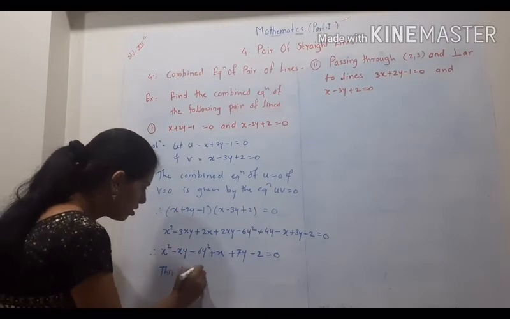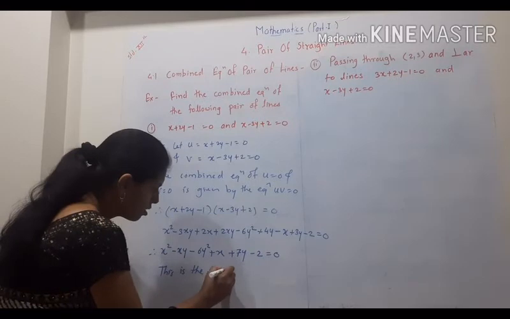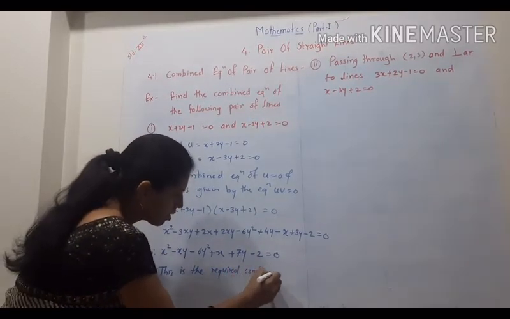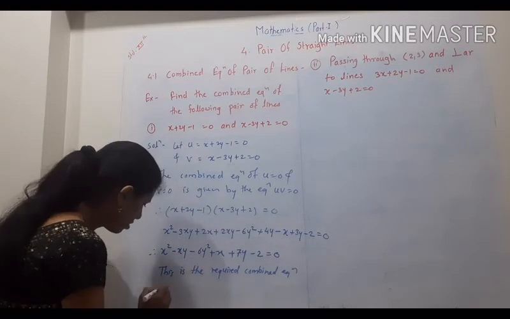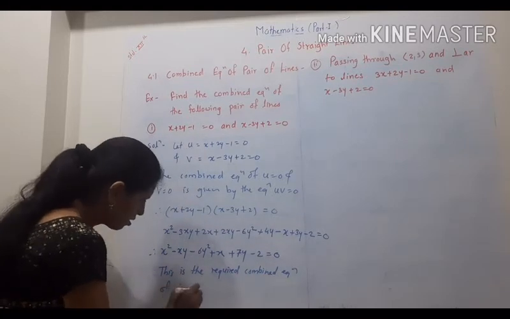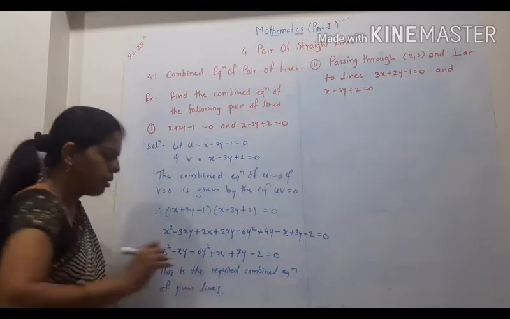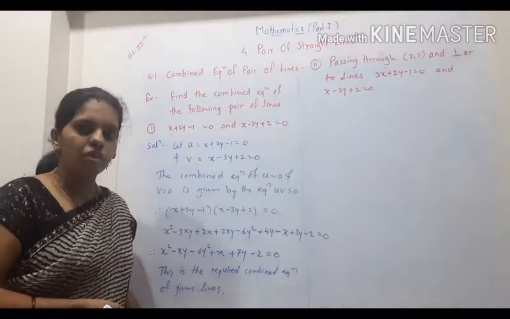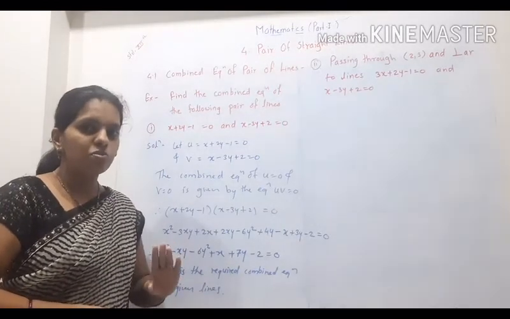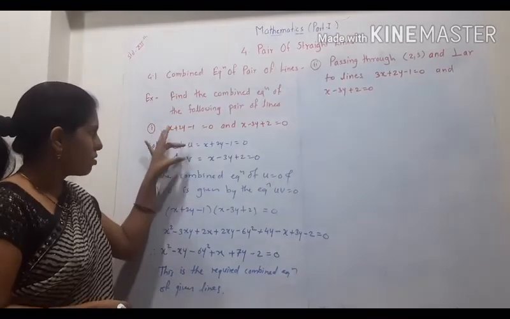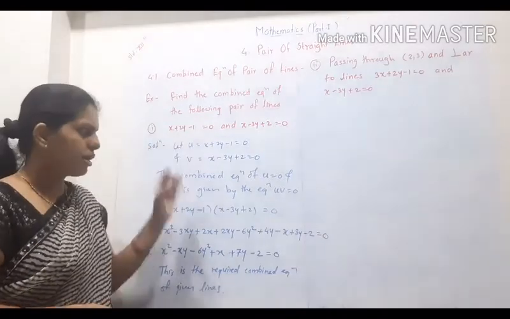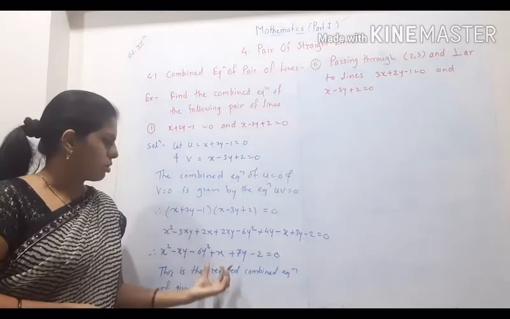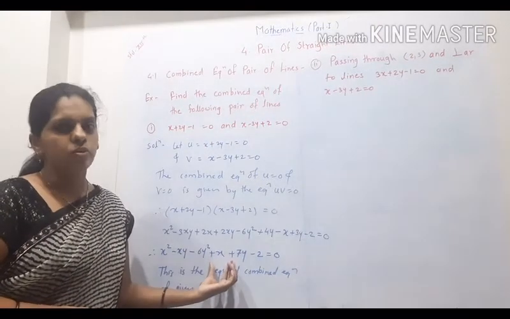This is the required combined equations of given lines. Okay, so it is very simple. Whenever the equations of the two lines are given, we are treating them just as u and v and taking the product term. This will be the joint equation: uv is equal to 0.